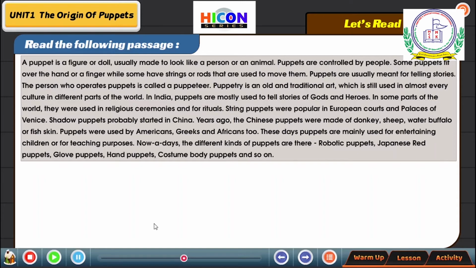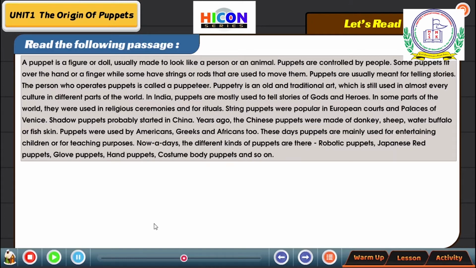Okay. Now, in some regions, they are used for religious purposes also. String puppets were popular. String puppets means puppets which were controlled using small strings and threads. They were very famous in Europe and in the palaces of Venice. Venice is a region in Italy.